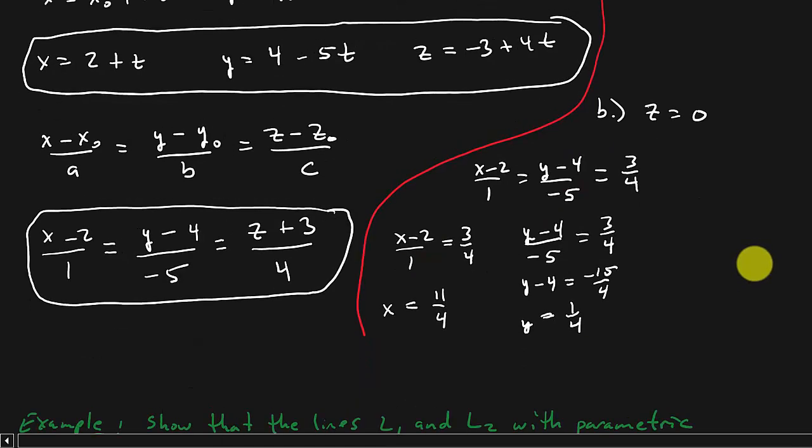So there's your point. Your x is 11/4, your y is 1/4, and what was z? It was 0.